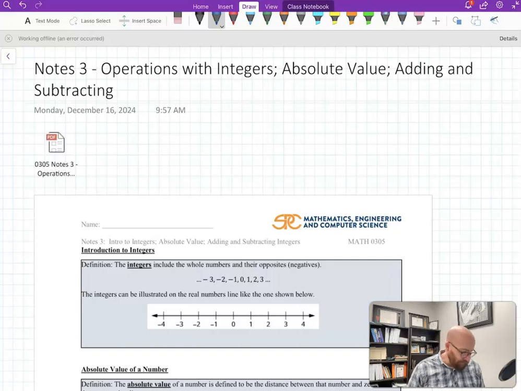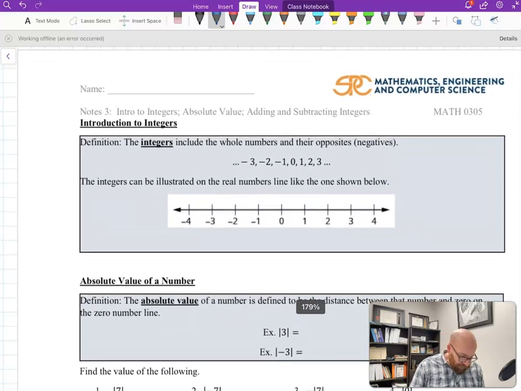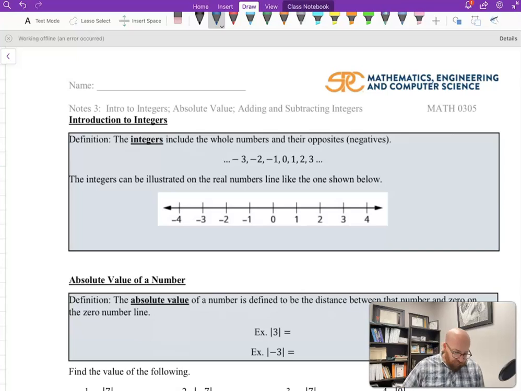So let's get going. Definition. Integers include the whole numbers and their opposites or negatives. And we can illustrate the set of integers on a number line as follows. Notice that on the number line, we have 0 in the middle. Our positive integers are to the right of 0, and our negative integers are to the left of 0.